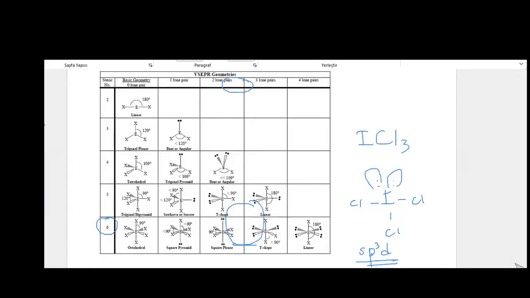Let's look at the molecule once again. Yes, it has a T shape. And because of its shape, you can say that the angle between chlorine atoms is 90 degrees. In other words, on the same plane, chlorine atoms are perpendicular to each other.